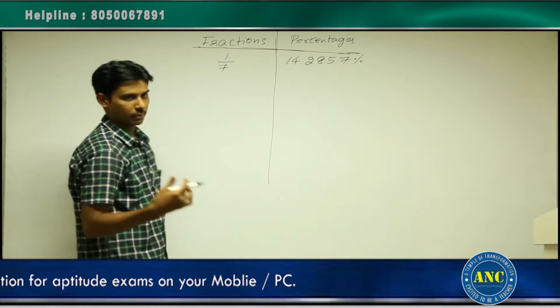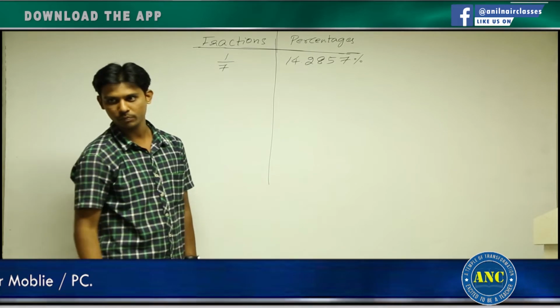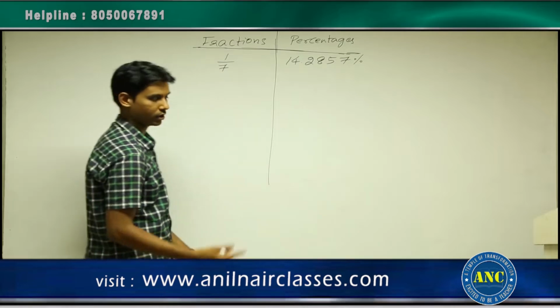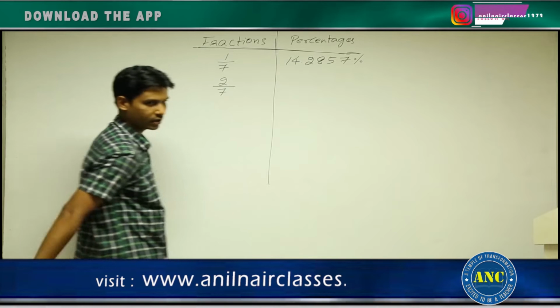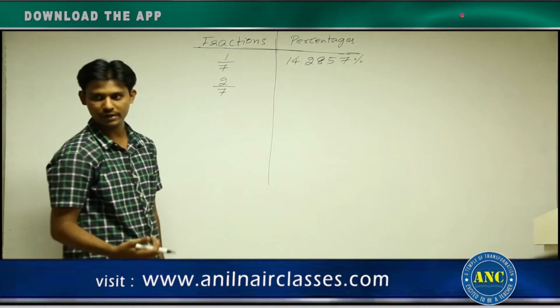If you observe, for 1 by 6 we wrote 16.67%. After the decimal we wrote only two numbers. Here I am writing 4 numbers after the decimal. Why is it? You will understand. Suppose I want 2 by 7. One way to calculate is 2 into 14.2857. You will get the answer.